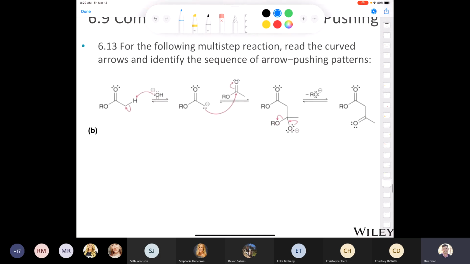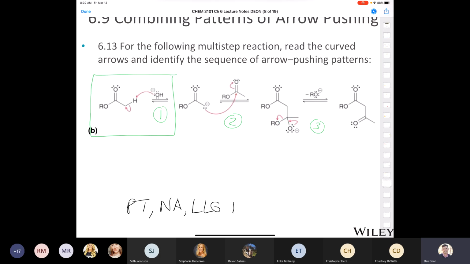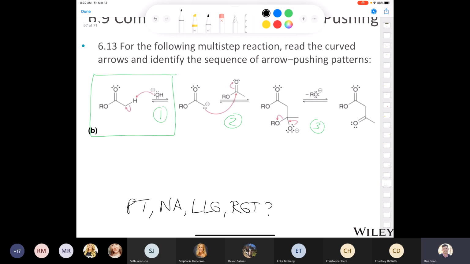Now, this is, again, one that comes straight out of our textbook, okay? And we've got three steps. We have step number 1, okay? We have step number 2, and we have step number 3. So if we just look at the first step, okay, we just isolate what is going on here. Could anybody tell me, is this a proton transfer, a nucleophilic attack, a loss of leaving group, or a rearrangement? It's got to be one of those four. But could anybody identify what's going on in the first step? What does it look like?